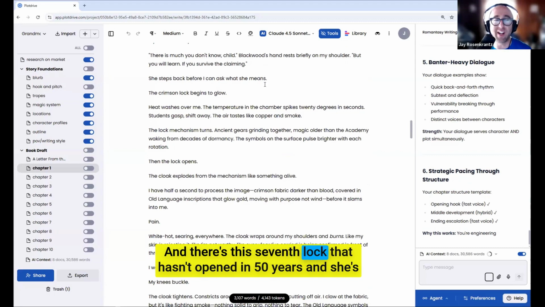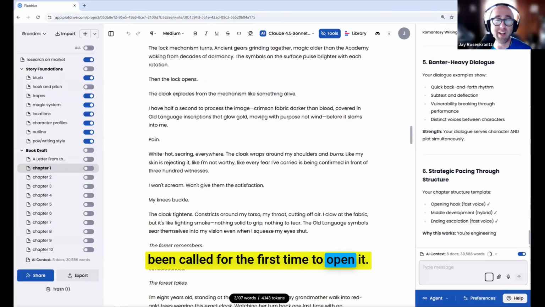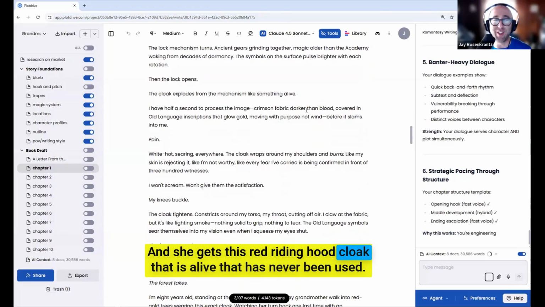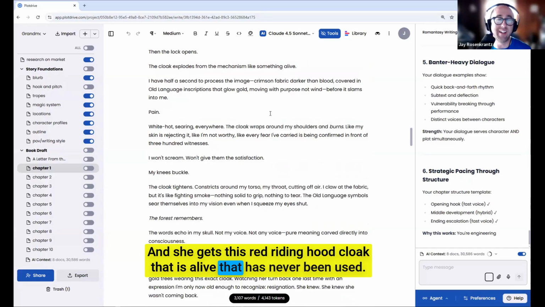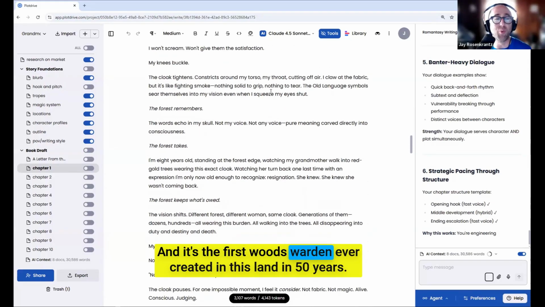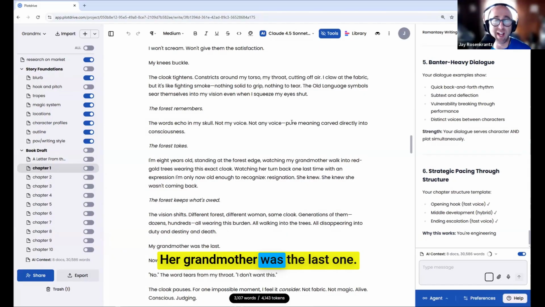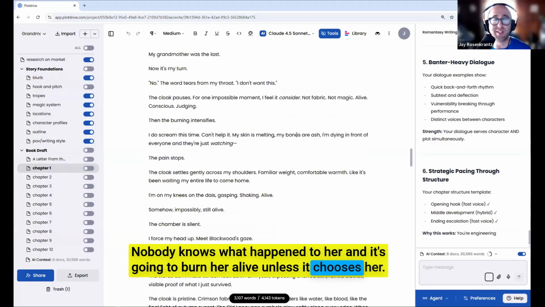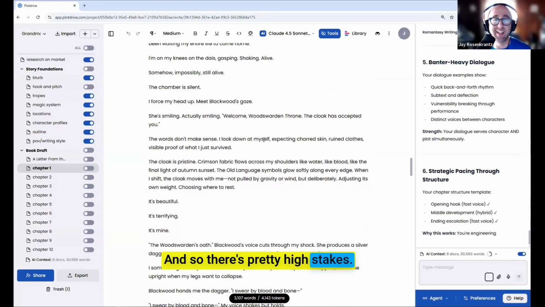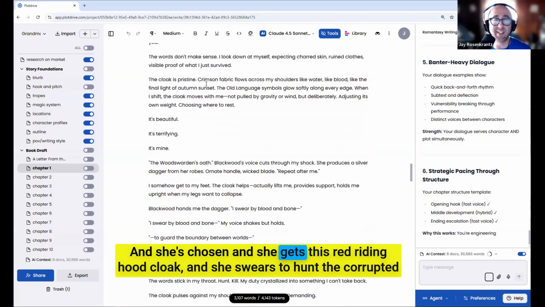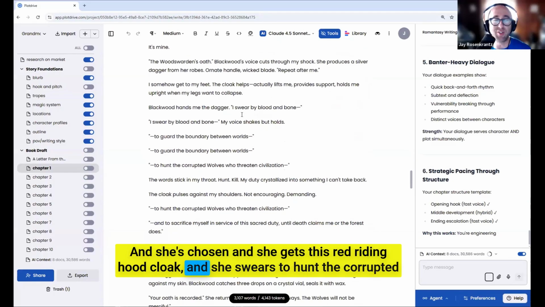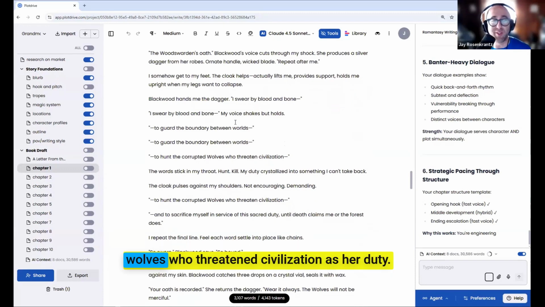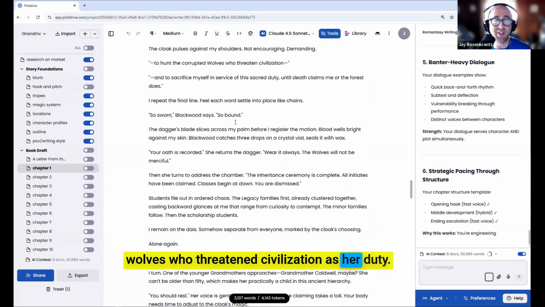And there's this seventh lock that hasn't opened in 50 years, and she's been called for the first time to open it. And she gets this Red Riding Hood cloak that is alive, that has never been used, and it's the first woods warden ever created in this land in 50 years. Her grandmother was the last one. Nobody knows what happened to her. And it's going to burn her alive unless it chooses her. So there's pretty high stakes. And she's chosen, and she gets this Red Riding Hood cloak, and she swears to hunt the corrupted wolves who threaten civilization as her duty.